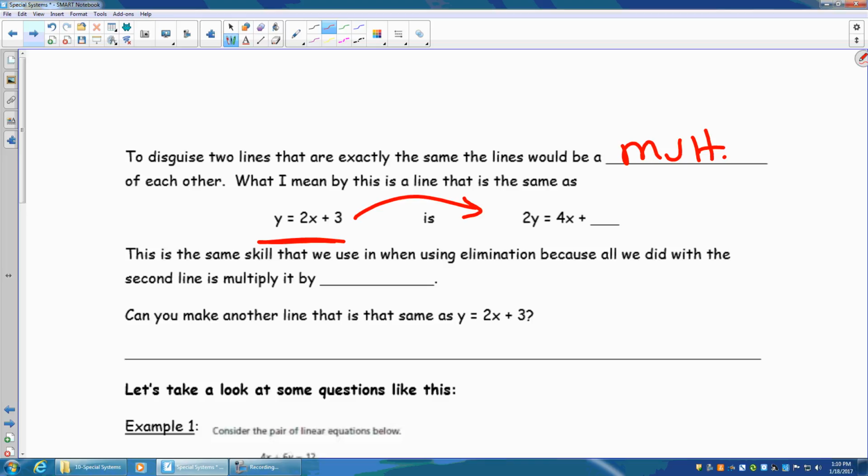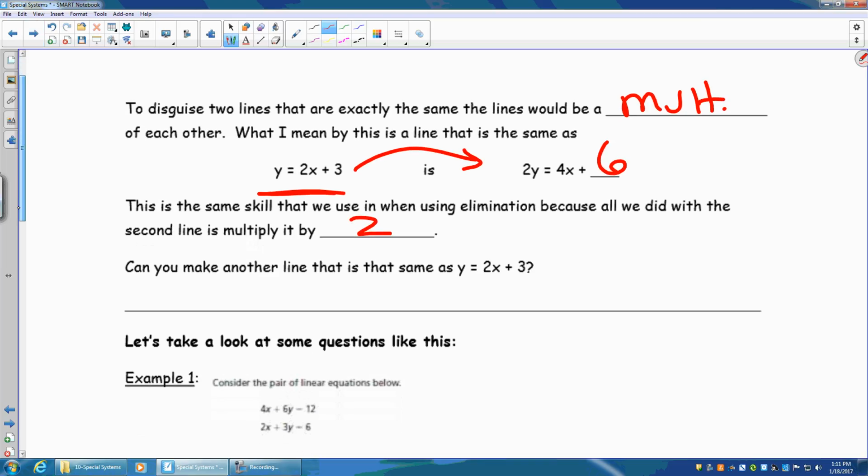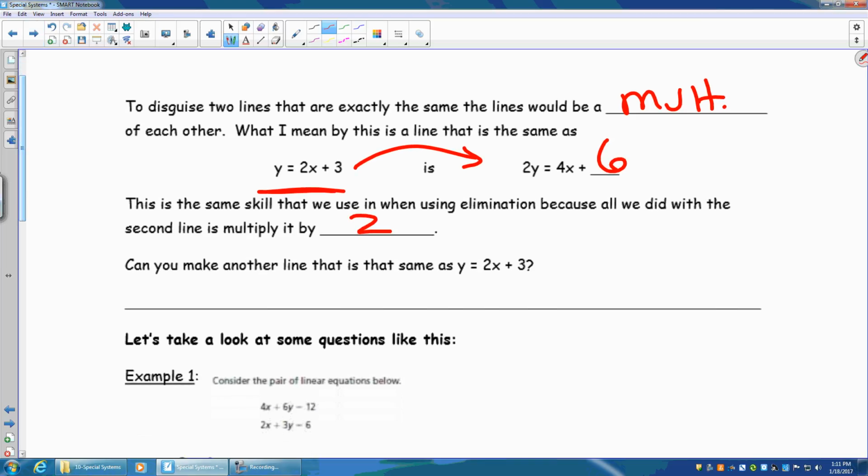Obviously 2, so that last one's going to be 6. And this is the same skill that we use when using elimination, because all we did with the second line is multiply by 2. Can you make another line that is the same as y is equal to 2x plus 3? So why don't you pause the video, think about it for a second, and try to come up with another line that's not 2y is equal to 4x plus 6. That's the same as y is equal to 2x plus 3. So go ahead and do that now.